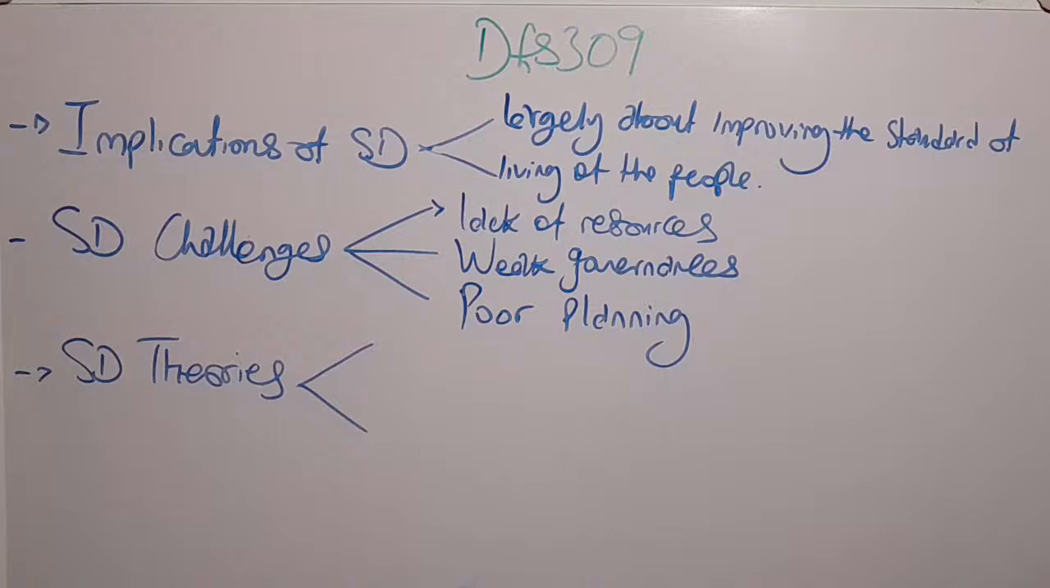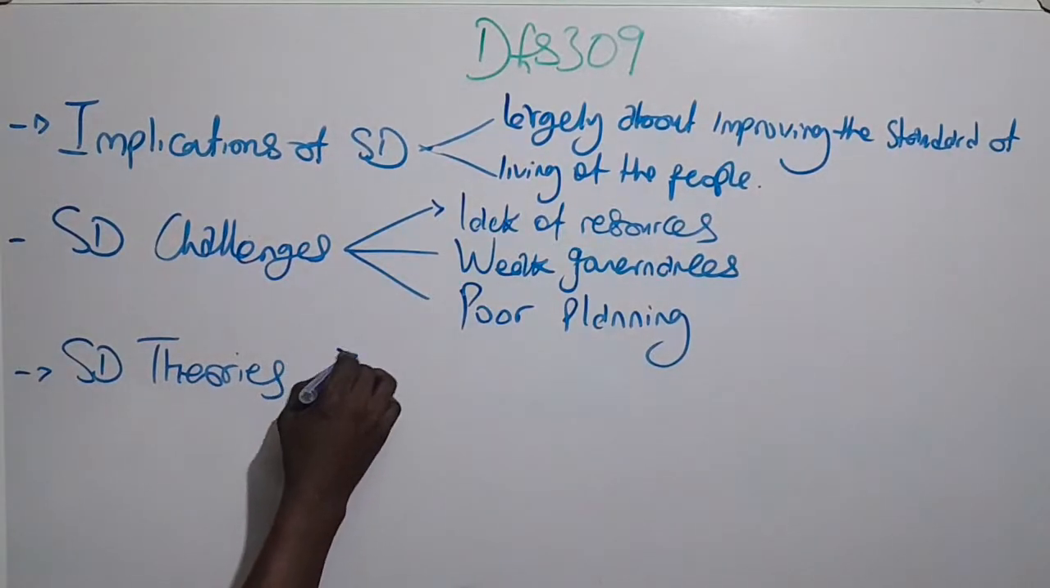Now, it says here that theories of development are usually classified into two. So these theories of SD, generally theories of development, whether it's social development or some other kind of development, have been categorized into two. Excuse me, my apologies for that. We have the classical theories and the neoclassical.